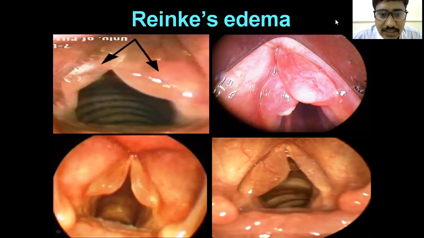Bag of worm appearance in testis. Excellent. Varicocele.